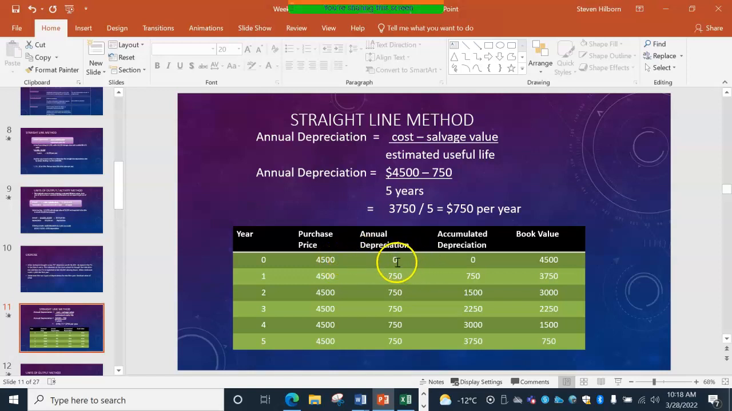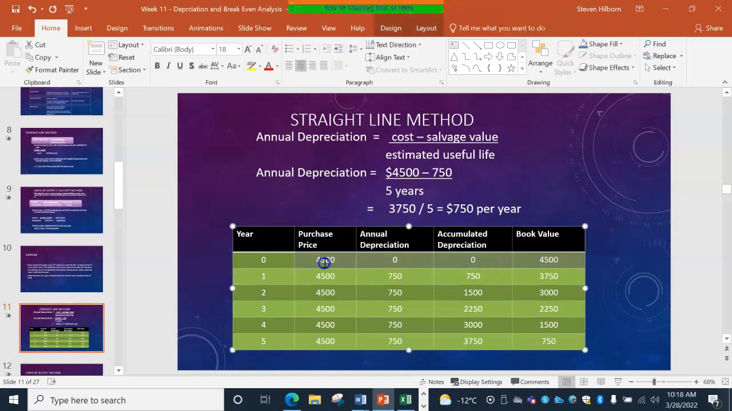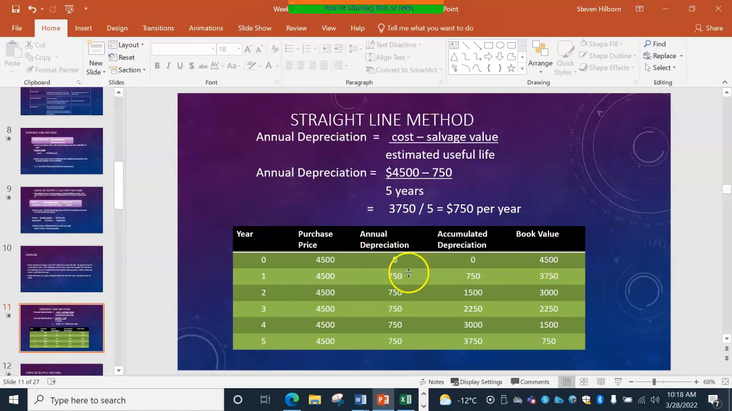So the annual depreciation starts at zero and the cost is 4,500. So that line is, it's brand new off the truck or out of the store. And then every year we depreciate 750. The accumulated depreciation is just that 750 plus another 750 plus another 750, and it keeps going up. And you can see the book value of what it's worth keeps going down as it's used. So again, straight line. At the end of that fifth year, the expectation is that you could sell that TV for 750. If you wanted to get a new TV 3 years into it, you would try to sell a TV for $2,250. Now, I don't know if you would be able to do that.